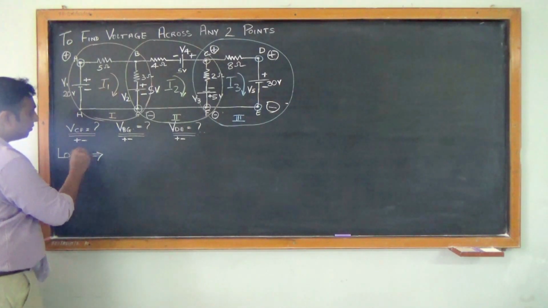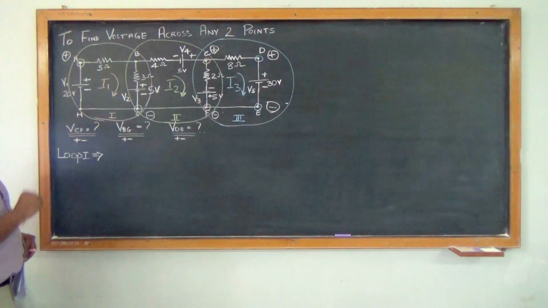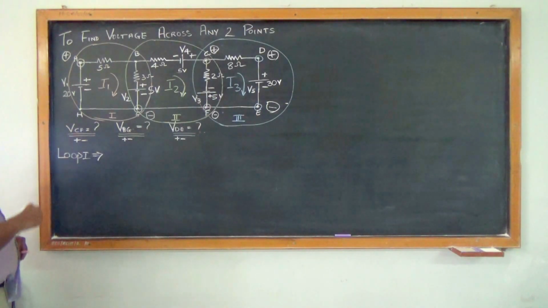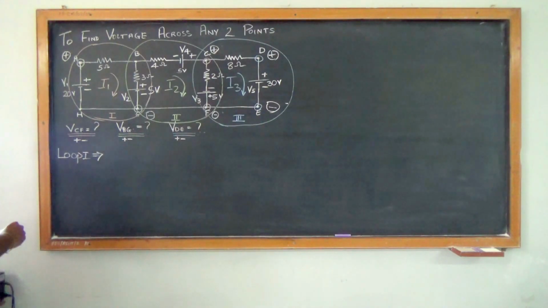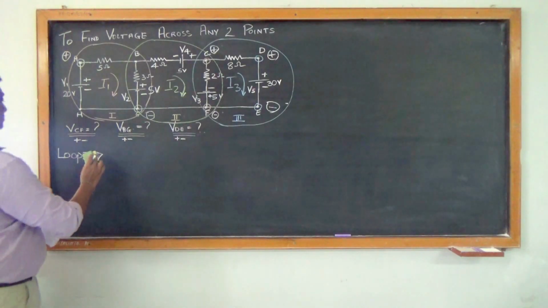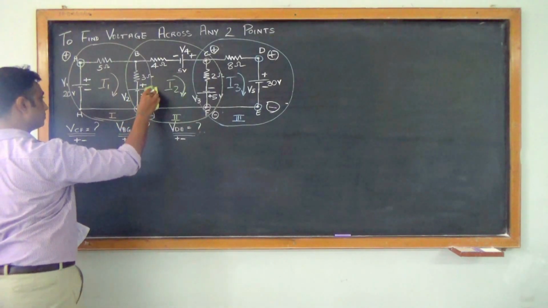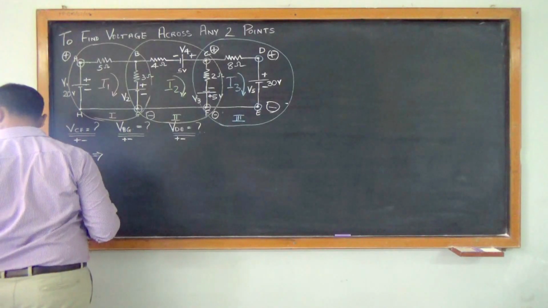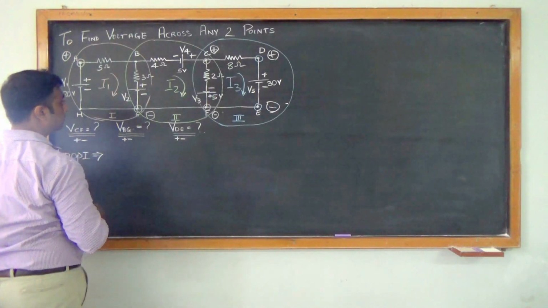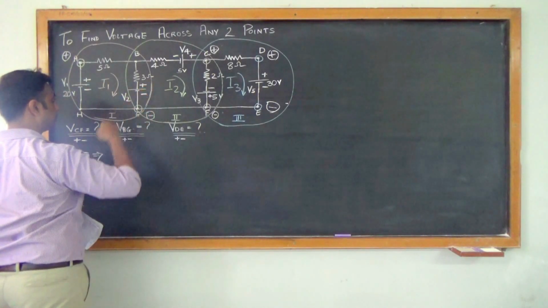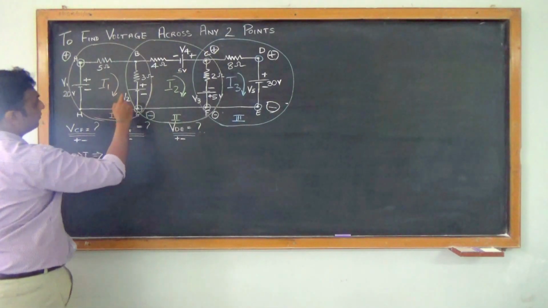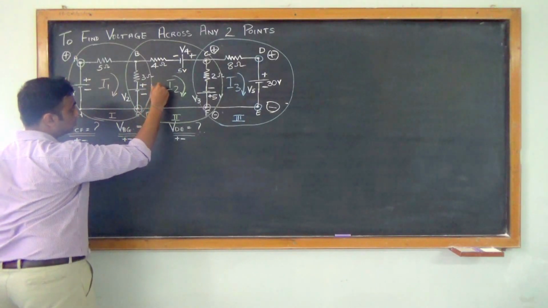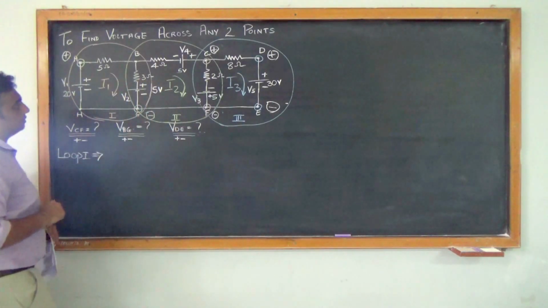Now, if we want to find out, okay, 5 volts has to be added in, and V2 value is equal to 5 volts.